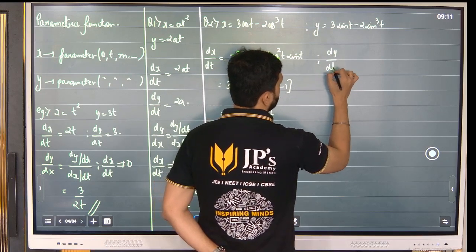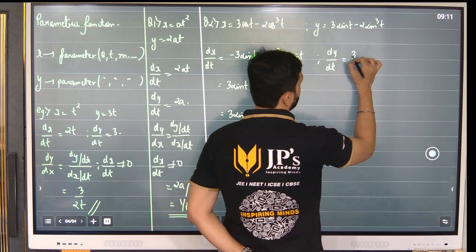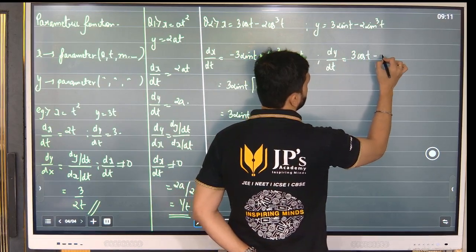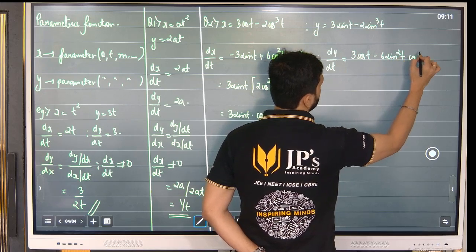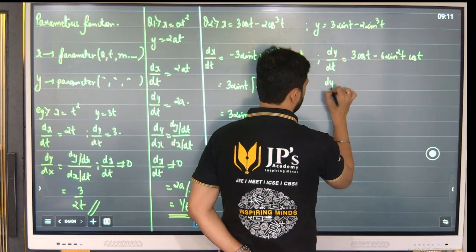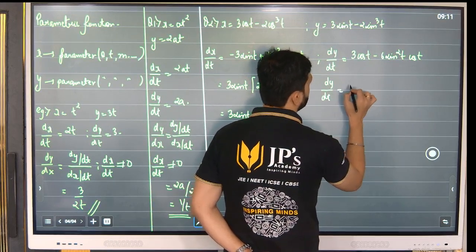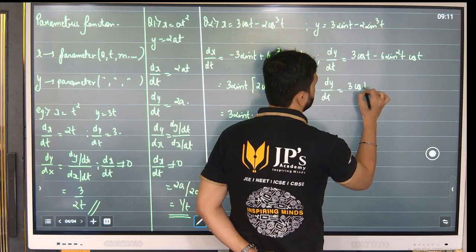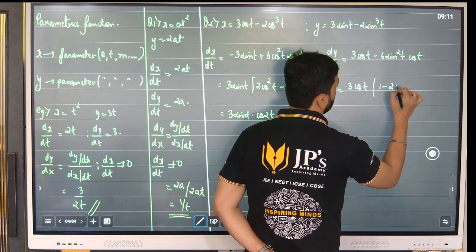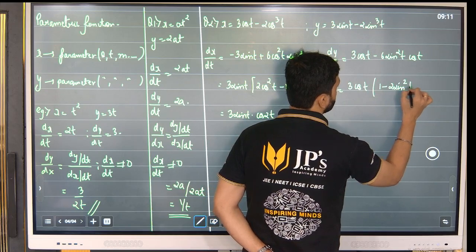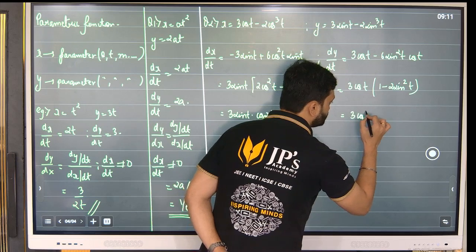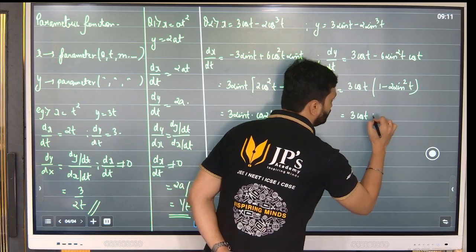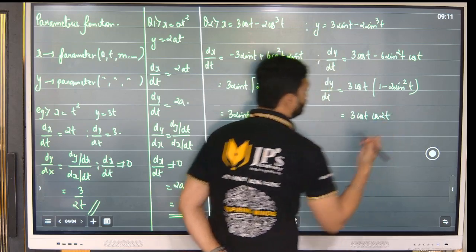dy by dt is equal to 3 cos t minus 6 sin square t cos t. Therefore, dy by dt is equal to 3 cos t into (1 minus 2 sin square t), which is equal to 3 cos t into cos 2t.